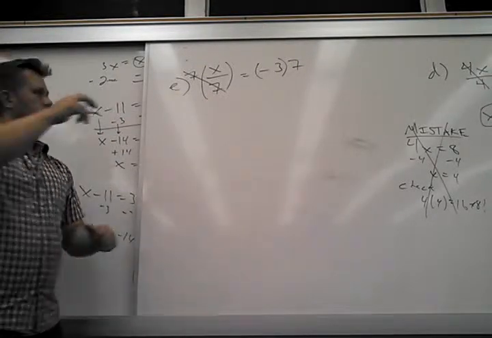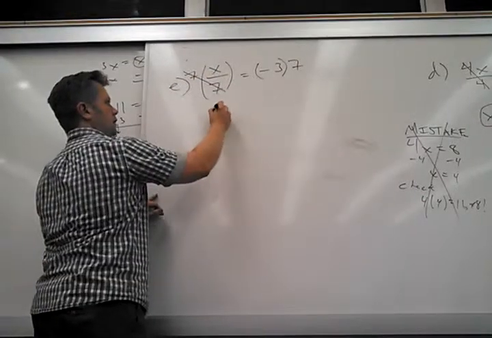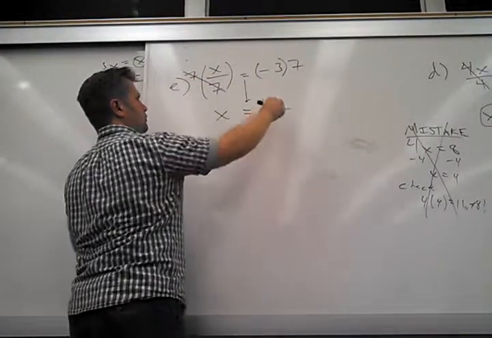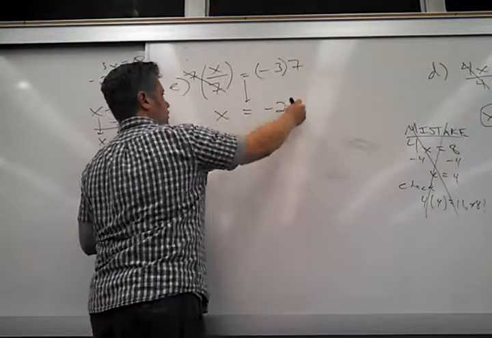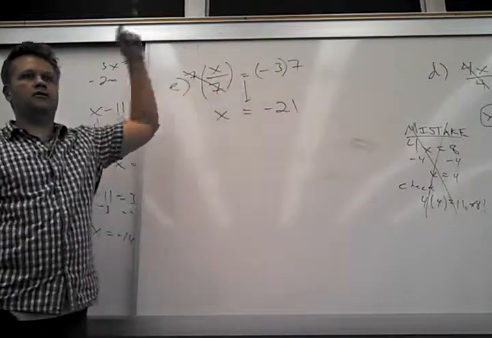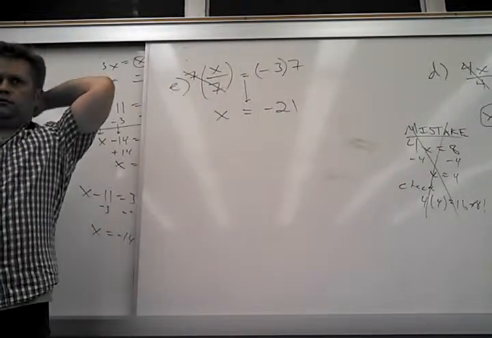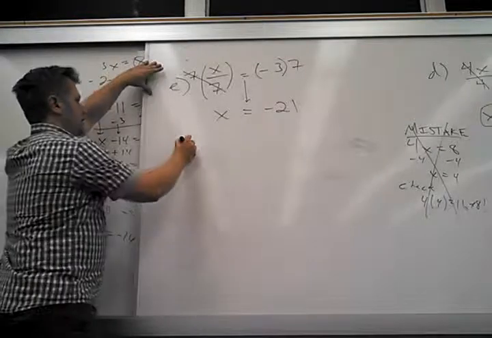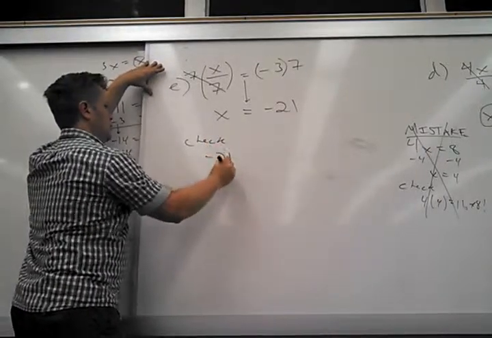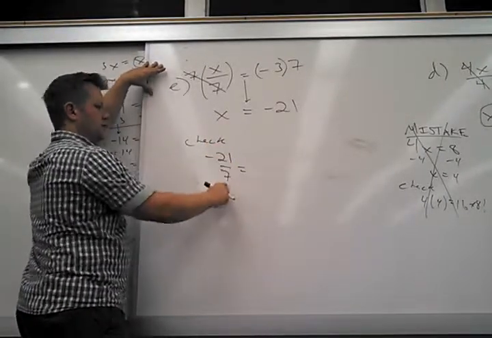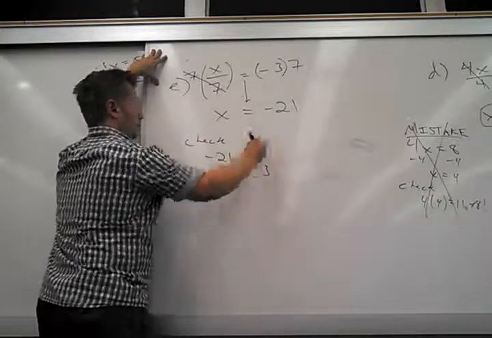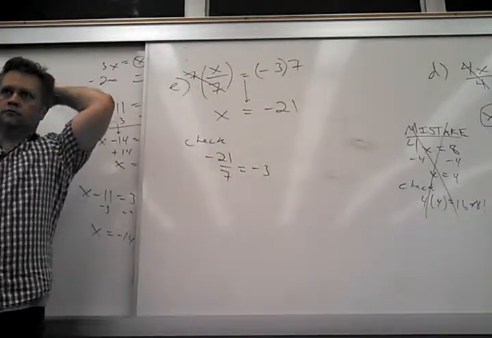To kill it. So on this side I get x equals minus 21. Right, the negative is still there. There's no other negative to kill it. All right, and again, if I check it, put negative 21 in, negative 21 divided by 7, negative 3, thank God.